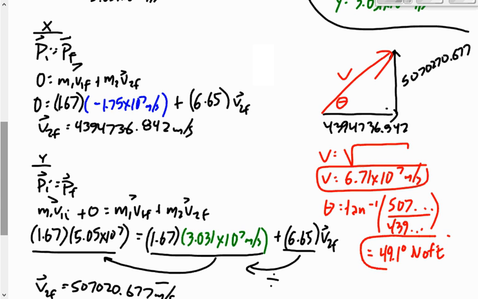Had you chosen to draw the y-axis first and the x-axis, you would have gotten an angle, still the same hypotenuse, but you would have gotten an angle of, what would it have been, 30.9 degrees? 30.9 degrees east of north.